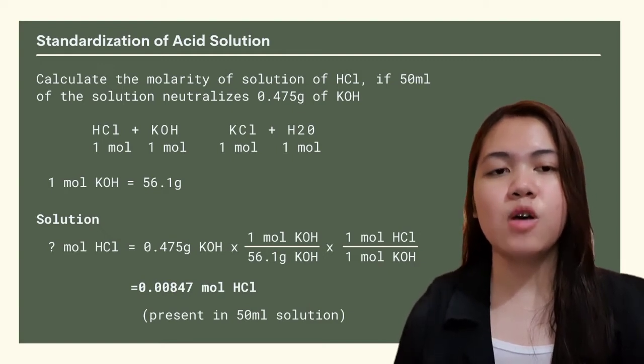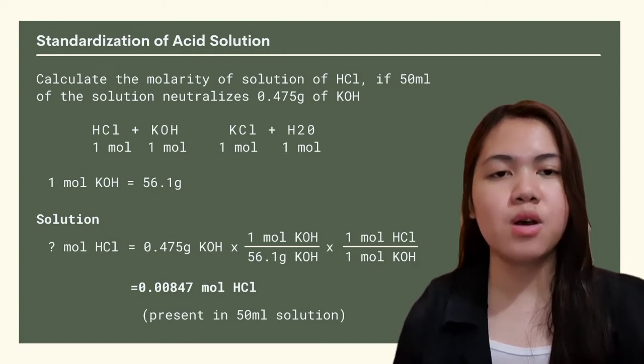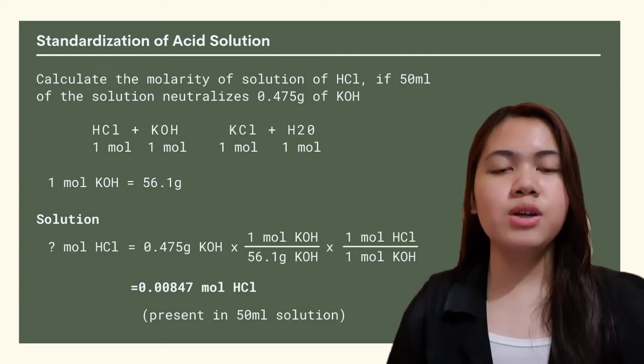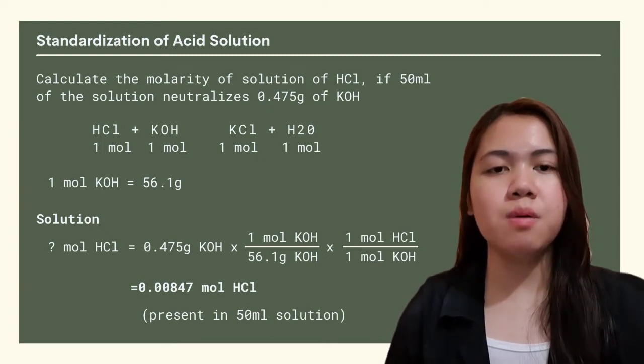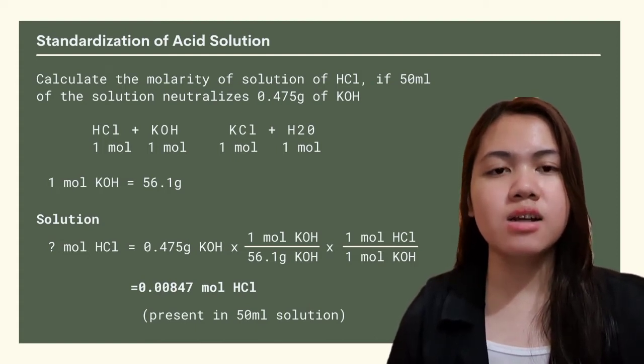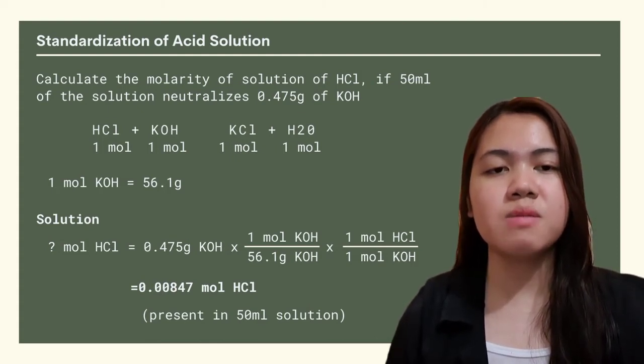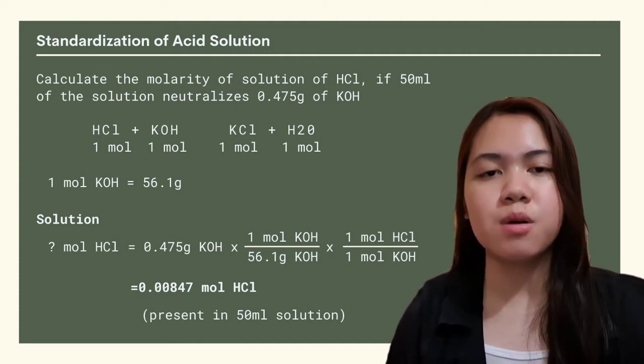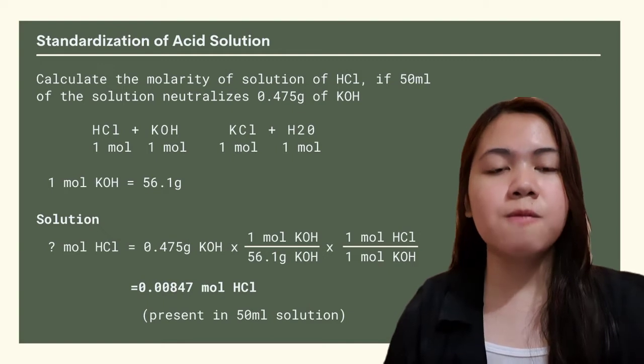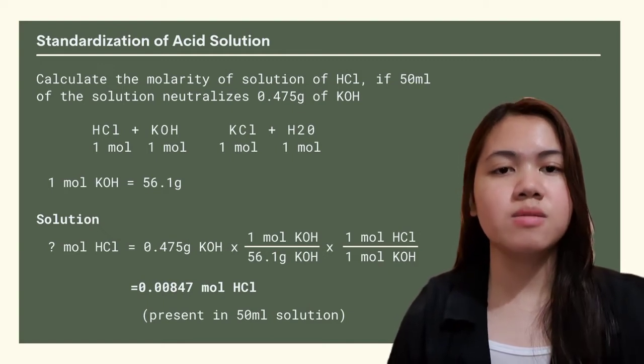If there is 1 mole of hydrogen chloride, there is also 1 mole of potassium hydroxide. We know from the balanced equation that 1 mole of hydrogen chloride reacts with 1 mole of potassium hydroxide, which is 56.1 grams. This provides the reaction ratio that converts 0.475 grams of potassium hydroxide to the corresponding number of moles of hydrogen chloride, from which we can calculate the molarity.